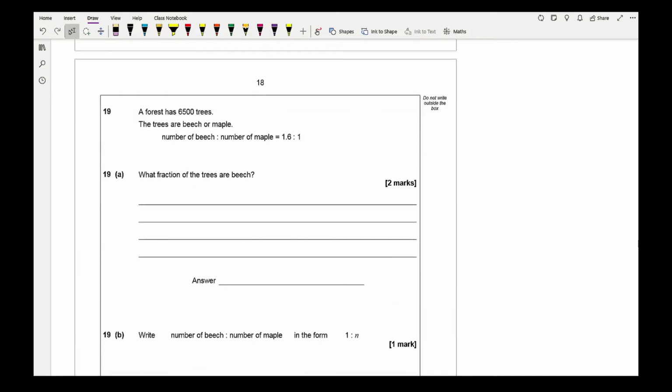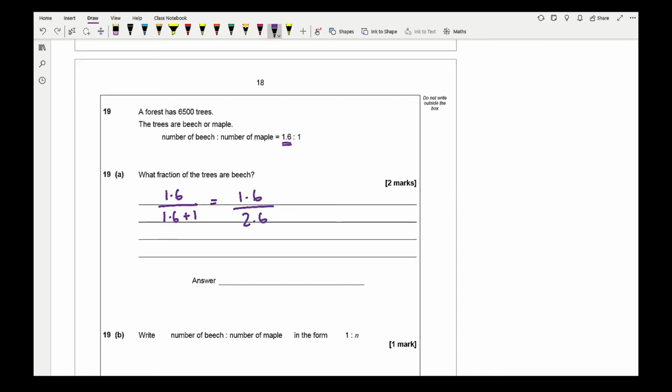Then moving on to question 19. It says that a forest has 6,500 trees. The trees are beech or maple. The number of beech to the number of maple is represented by the ratio of 1.6 to 1. What fraction of the trees are beech? So first things first, the fraction is going to be 1.6 over, and then to work out the total for a fraction, we need to add those two numbers together. So it's 1.6 plus 1, that's 1.6 over 2.6.